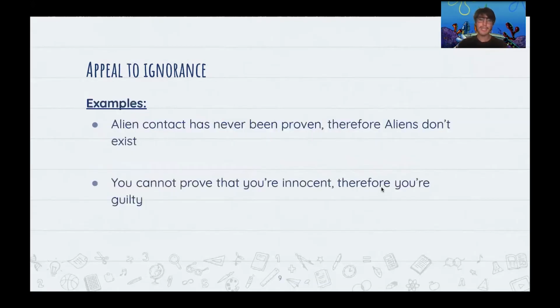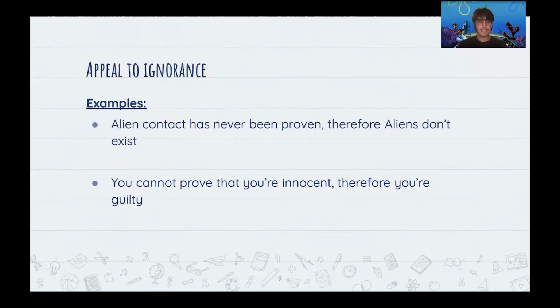So here are some examples. Once again, let's say alien contact has never been proven, therefore aliens don't exist. Well, even though, depending on what you want to believe, if aliens exist or not, this is not a valid argument to explain why they may not exist. The fact that alien contact has never been documented does not give proof that they do not exist fully. It may point in the direction that they haven't come to Earth, or they do not exist, but it does not fully take out the possibility that they do in fact exist. And so this is the idea behind this fallacy.